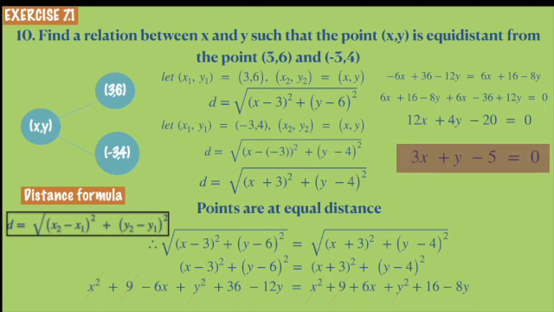And my answer is 3x plus y minus 5 is equal to 0, the relationship between x and y when the point (x, y) is equidistant from the points (3, 6) and (minus 3, 4).